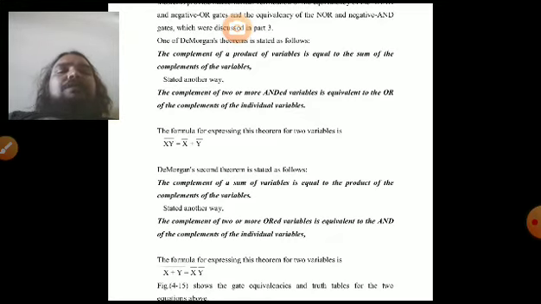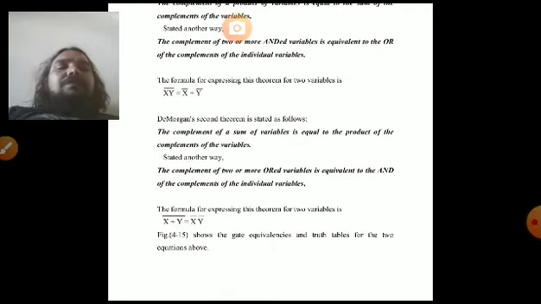The expression of De Morgan's second theorem for two variables is: x plus y whole bar is equal to x bar into y bar.